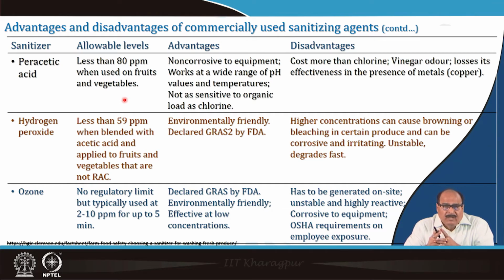Ozone: of course, there are no regulatory limits or levels in many countries for ozone, but typically it is used at 2 to 10 ppm for up to 5 minutes. It is declared GRAS by FDA, environmentally friendly, effective at low concentration, but it has to be generated on site. It is unstable, highly reactive, corrosive to equipment, and OSHA requirements apply on exposure.